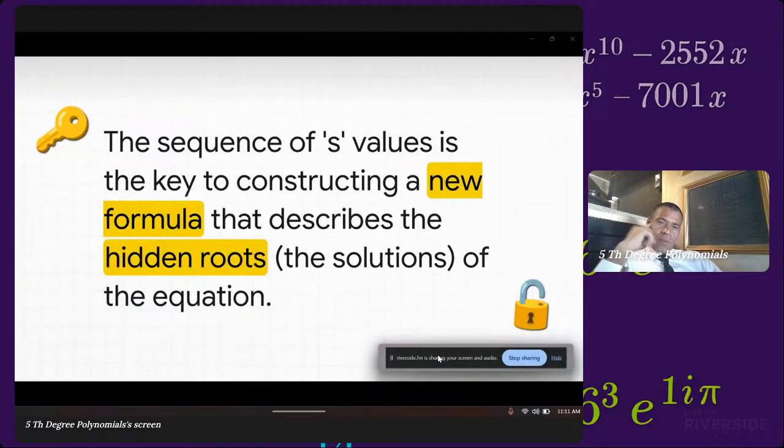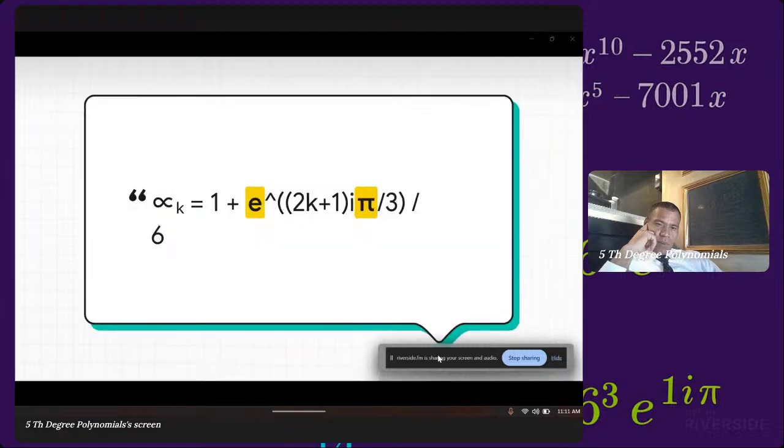This sequence of numbers, this is the final key. By taking these fingerprint values and plugging them into another expression, mathematicians can build a brand new formula that precisely describes the hidden roots, the actual solutions to the original problem. And here's one of them.